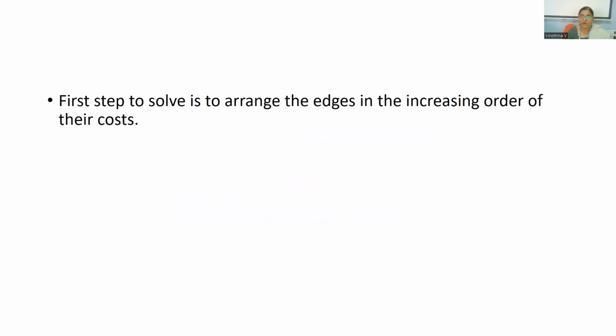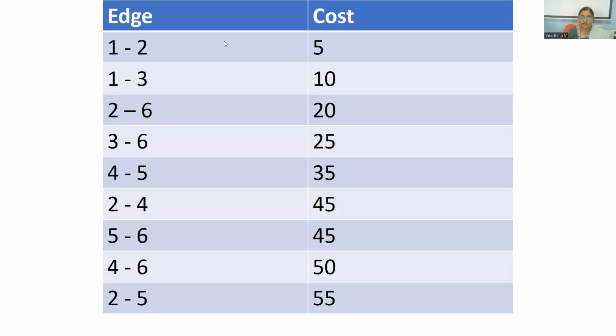So the first step is to arrange the edges in the increasing order of their cost or weight. As per the first step, the given graph's edges are sorted in increasing order of cost. The edge 1 to 2, the cost is 5. 1 to 3, the cost is 10. 2 to 6, the cost is 20. 3 to 6, the cost is 25. 4 to 5, it is 35. 2 to 4, it is 45. Then 45, 50, 55. So now all the edges are sorted in increasing order.